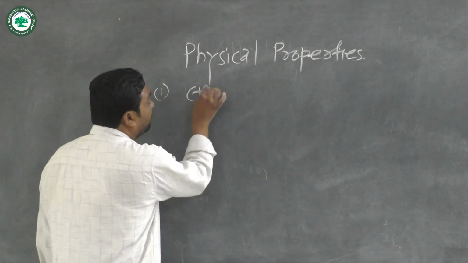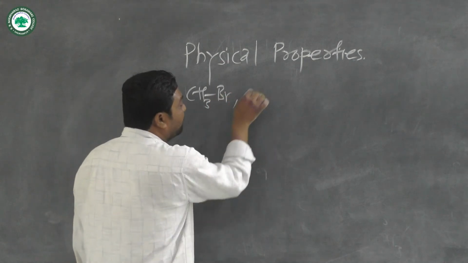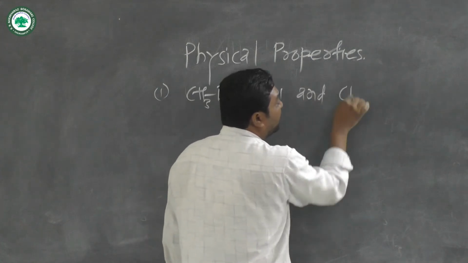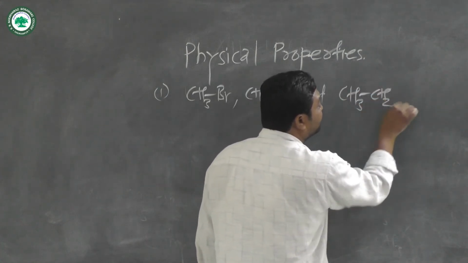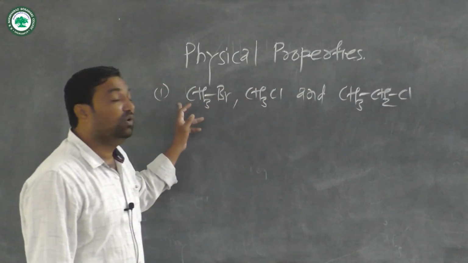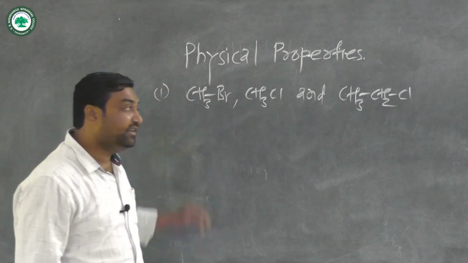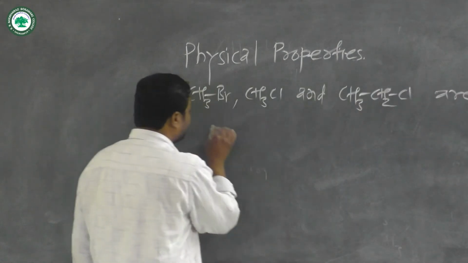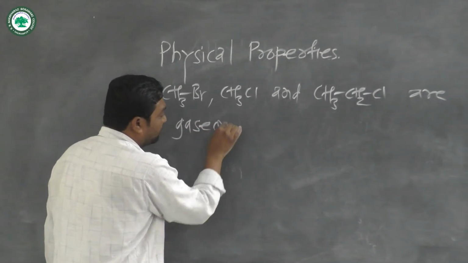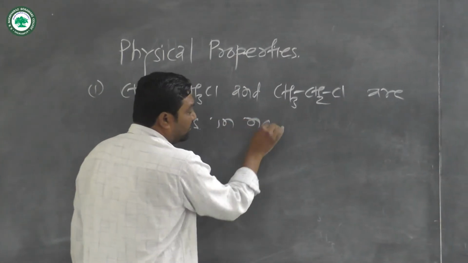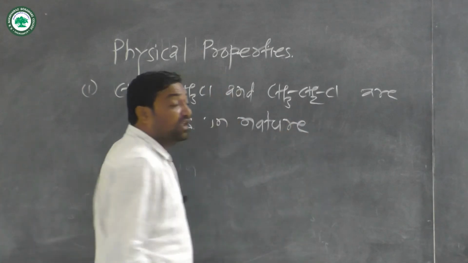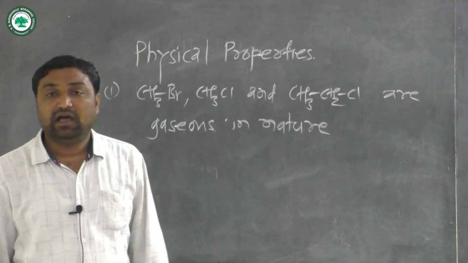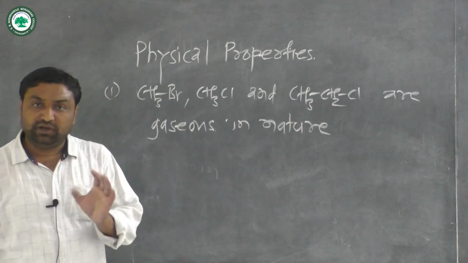methyl bromide, methyl chloride and ethyl chloride. Lower members of these alkyl halides are gaseous in nature, whereas the higher or remaining members of these alkyl halides are liquids or solids.